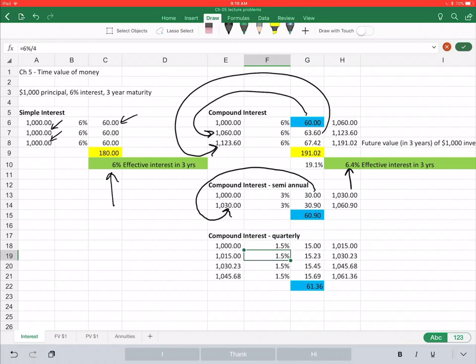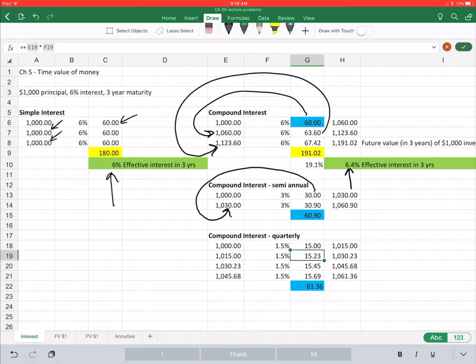We have to adjust for the fact that we're not going to earn 6% over 3 months in the first quarter. We're going to earn 1/4 of that 6% in that first quarter. So you have to adjust your interest rate as you compound. And then notice what happens.